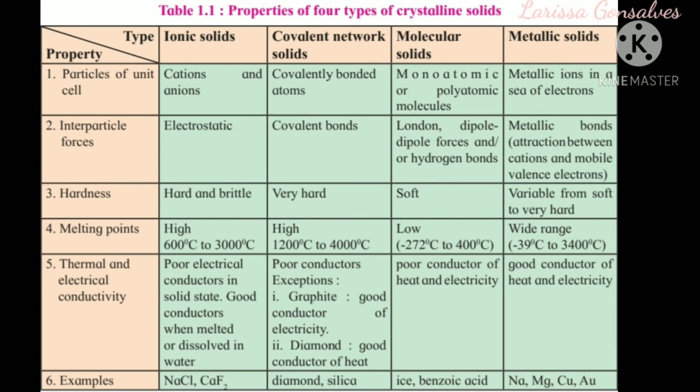Now examples of ionic solids are sodium chloride and calcium fluoride. Examples of covalent network solids are diamond and silica. Molecular solids are ice and benzoic acid, and metallic solids are sodium, magnesium, copper and gold. Now we move on to the next topic under this chapter, that is crystal structure. The ordered three-dimensional arrangement of particles in a crystal is described using two terms.